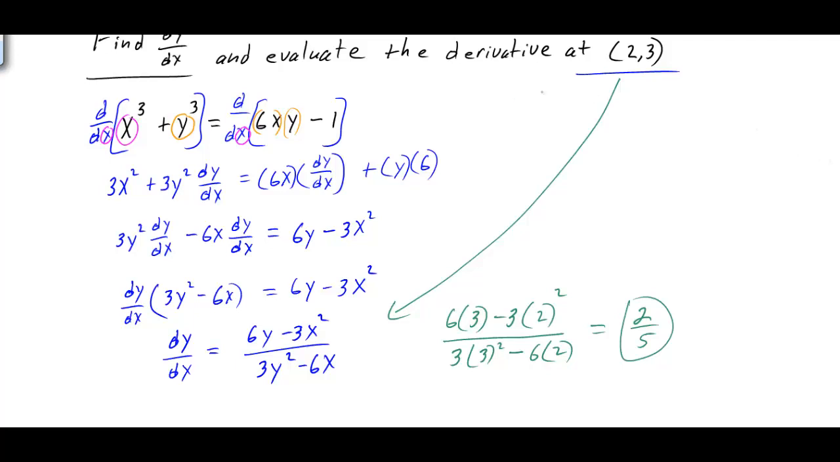Okay, so don't forget that once we find the derivative, we're actually finding the slope, or that rate of change of the tangent line at the point. So in this case, the point is (2, 3).